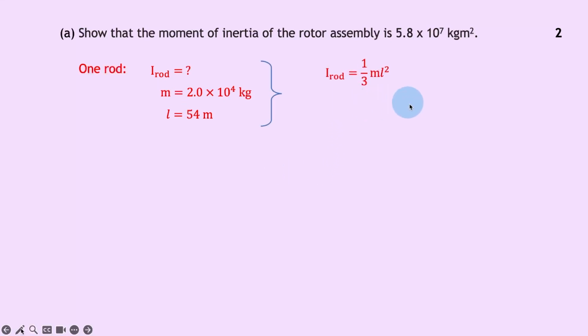So writing down our equation for the moment of inertia of a rod rotating about its end, we have I rod equals a third m l squared. Substituting in our numbers, we get a third times 2.0 times 10 to the 4 times 54 squared, and putting that into your calculator should give you an answer of 1.944 times 10 to the 7 kilogram meter squared.